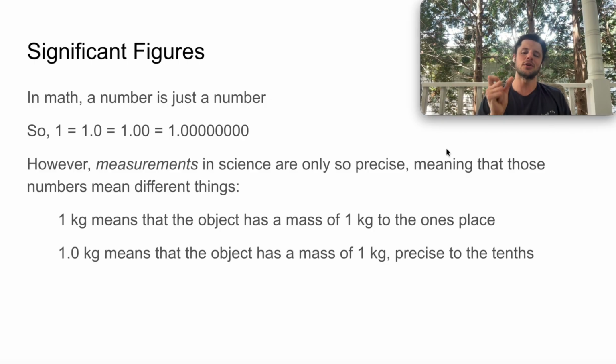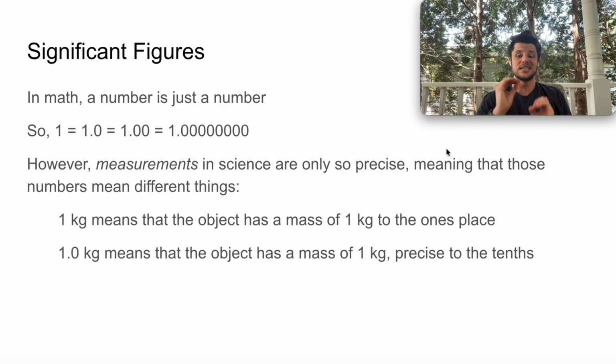However, if we took that same object and put it on a scale that's a little bit more precise, perhaps one that's precise down to the tenths of a kilogram, then if it were really 1, it would give us a measurement of 1.0. And that 0 tells us something a little bit different, because now it's telling us that our measurement of 1 is precise to the tenths of a kilogram, meaning that we don't just know the difference between 1 kilogram and 2 kilograms or 1 kilogram and 0 kilograms.